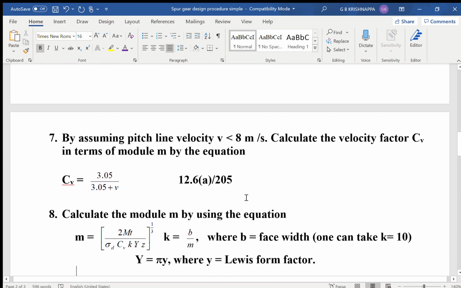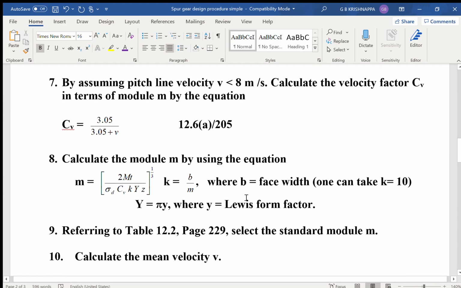Step 7. By assuming pitch line velocity as a trial, which is less than 8 meter per second, calculate the velocity factor Cv in terms of module m by the equation Cv is equal to 3.05 by 3.05 plus v.